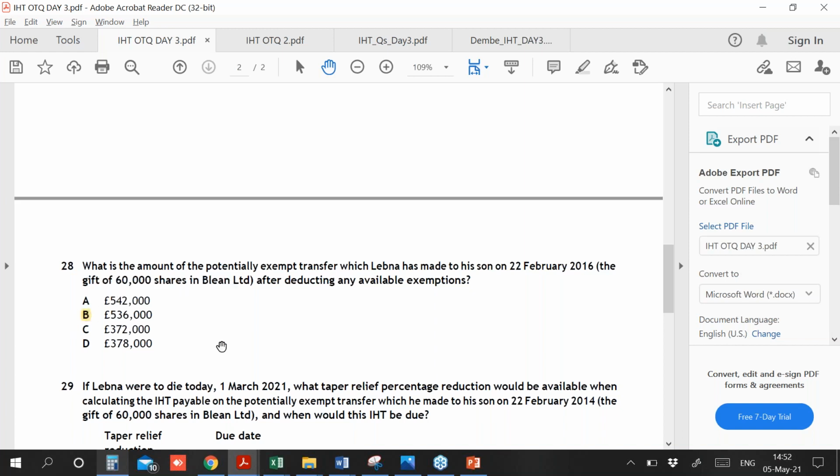So this is one common mistake that the students may make, that they forget to deduct the annual exemption. Just to make sure whether you're required to deduct the annual exemption or not, always deduct it and look, is there an answer after the annual exemption value? Is there any option with the after-exemption value? If there is, then that will be the correct answer.